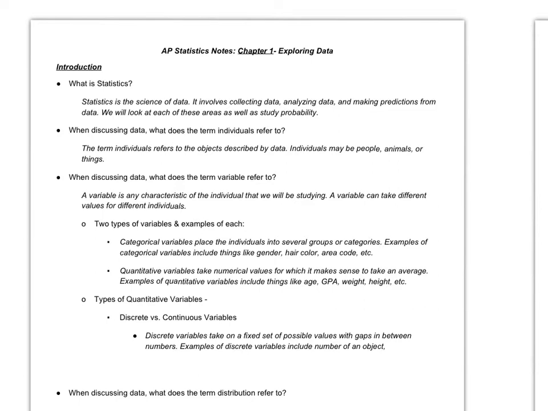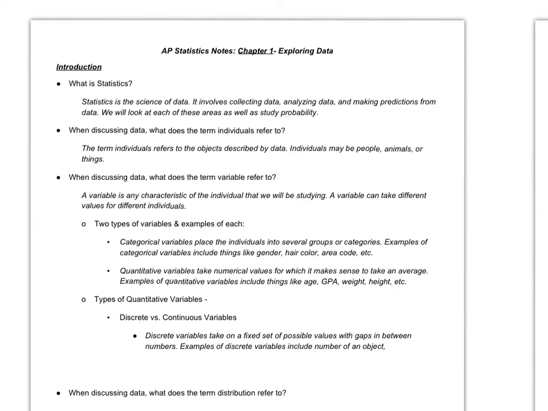discrete variables. Discrete variables take on a fixed set of possible values with gaps in between the numbers. So for example, if we were counting the number of siblings someone has, the number of siblings someone has is in fact a quantitative variable, but it's discrete. You have either 0, 1, 2, 3, 4 siblings. They are specific fixed values with no possibility of being anything in between those fixed values.